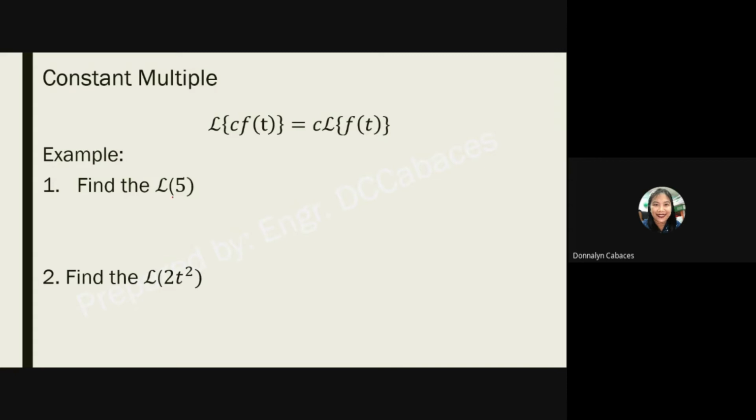For example, the Laplace of 5. Since there is no transform for 5 in the table, what we have here is the Laplace of 5 is simply equal to 5 times the Laplace of 1, since you have on the table the Laplace of 1. So this is equal to 5 times 1 over s, or simply 5 over s. And then find the Laplace of 2t squared. Again, you do not have there your 2t squared, but the Laplace of 2t squared is simply equal to 2 times the Laplace of t squared, which is 2 factorial over s cubed, or 2 over s cubed. So this is simply equal to 4 over s cubed. Okay?